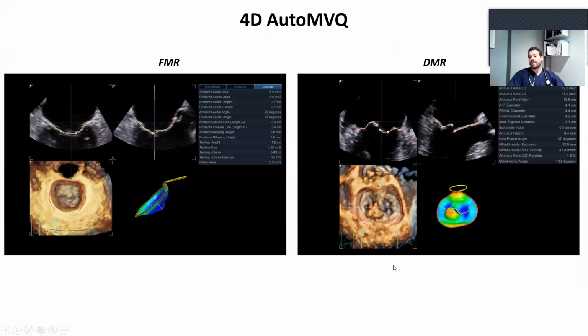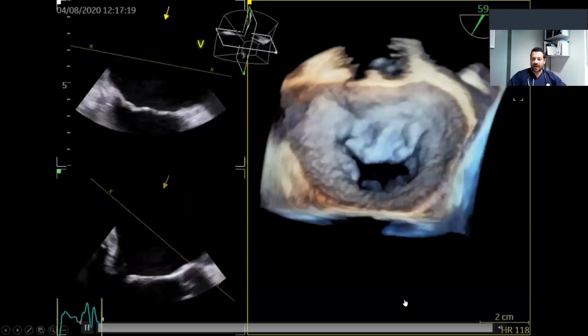And of course, we can create the model of the valve, even if it is functional MR or degenerative MR. Here we have a functional MR with tethering of the leaflets towards the apex of the left ventricle. And here we have a prolapse of the P2 scallop of the posterior leaflet. And with this dedicated software, we can have data for the annulus and the leaflets as well.